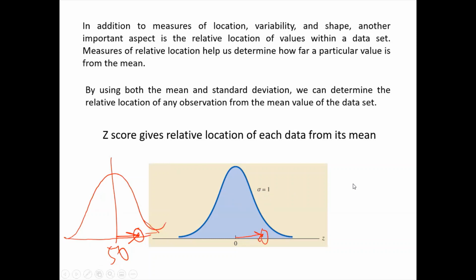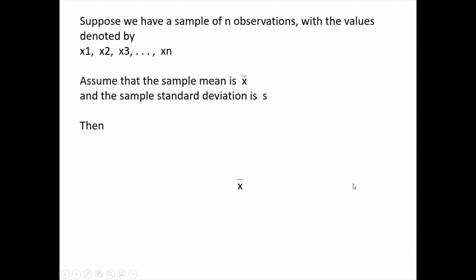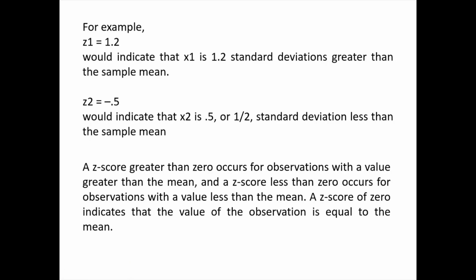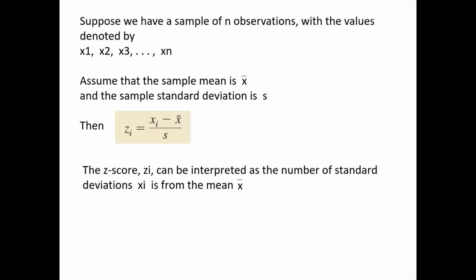Okay. Fine. So we'll try to solve some examples also. Okay, look at this example. Suppose we have a sample of n observations denoted by x1 to xn. Assume that the sample mean is x bar and the standard deviation is s. Then how do we calculate zi? zi is a distance, nothing else. What we have discussed is that the z-score is calculated as xi minus mu divided by the standard deviation.